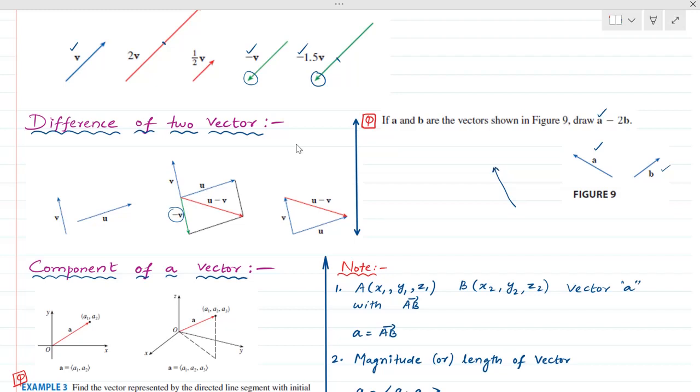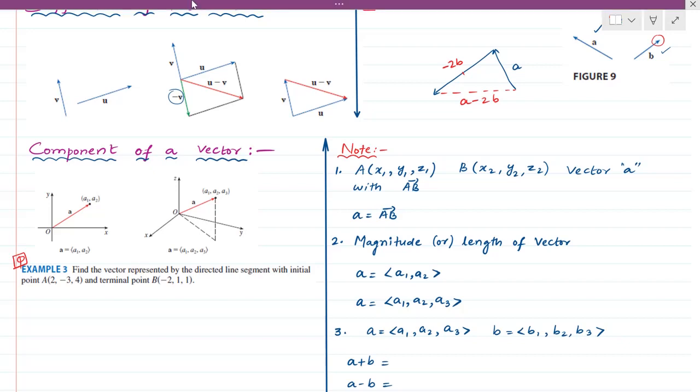Whereas the vector b, you have to take in the opposite direction because of the negative, and multiply by the scalar 2. Therefore the length will be increased, and it will be in the opposite direction. This is a and this part is minus 2b. This is minus 2b because the b value is given here in a positive direction, and we are taking minus 2 times, so the length will be double. And this part is the difference. So if you add this part, it is a minus 2b.